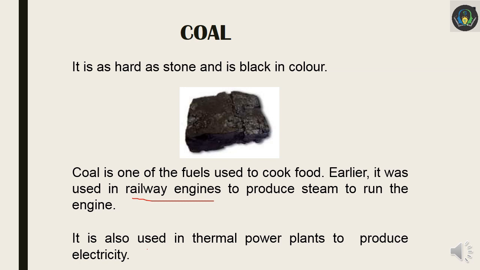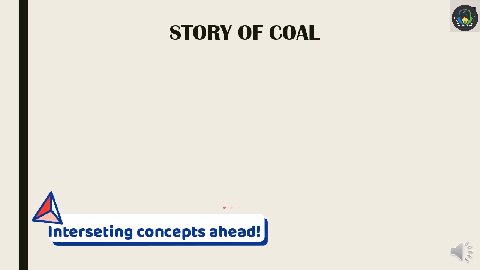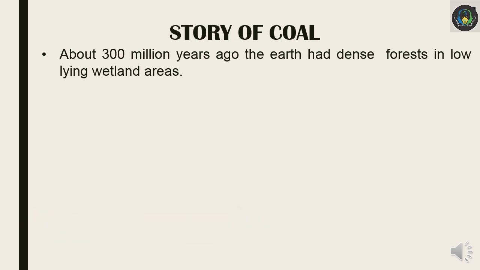So the next thing, the story of coal. It is basically the formation of coal. About 300 million years ago, the earth had dense forest in the low-lying wetland areas.